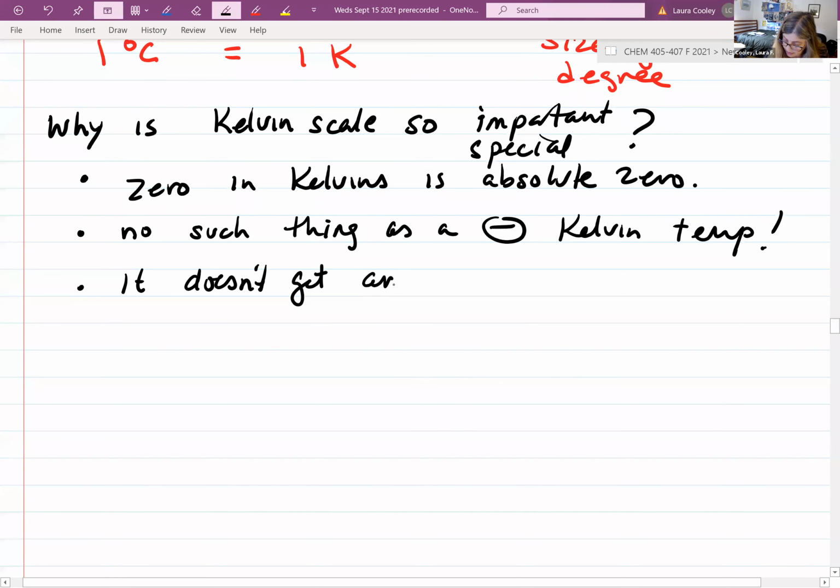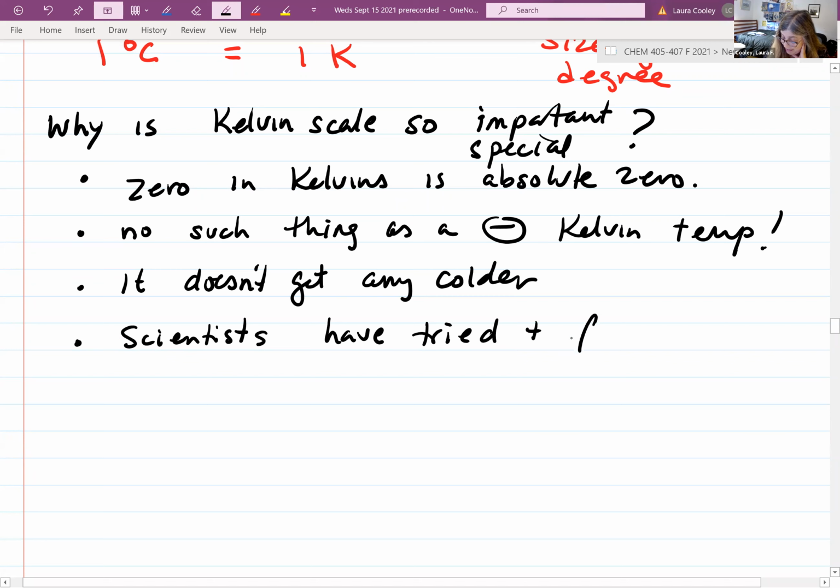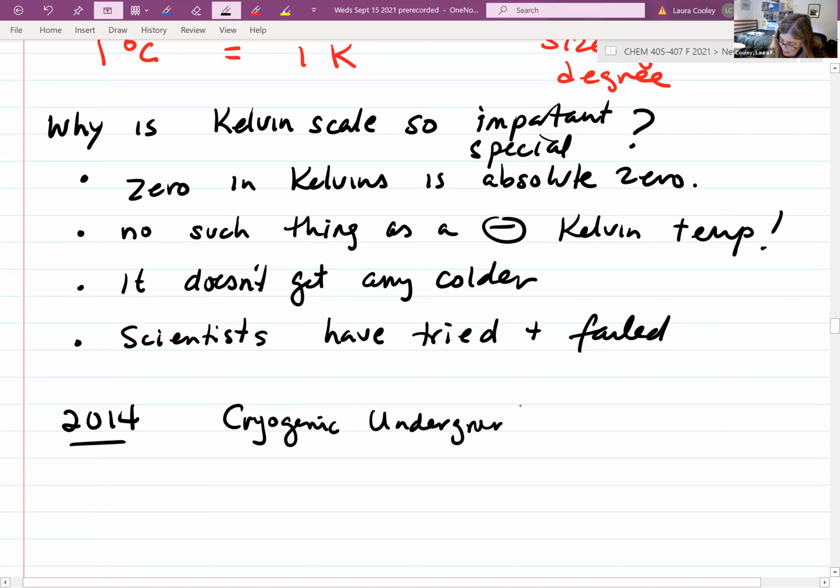I told you this. But did you know that scientists have really tried very hard to get colder than Kelvin, even to get to 0 Kelvin? And so let's see. The last time I looked this up, which was well after 2014, but in 2014, there was this cryogenic underground observatory, which is in Italy.